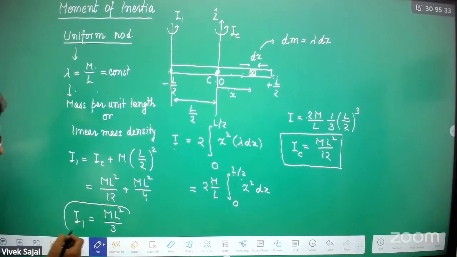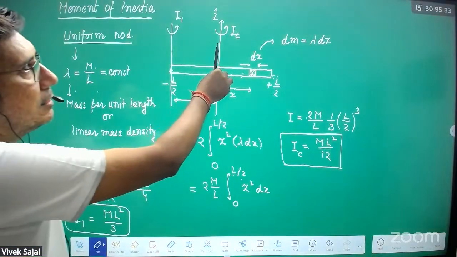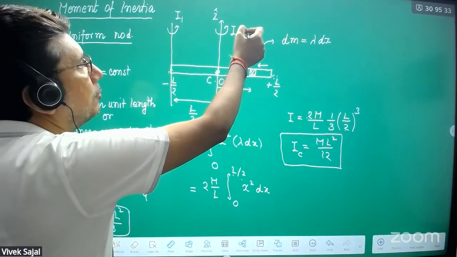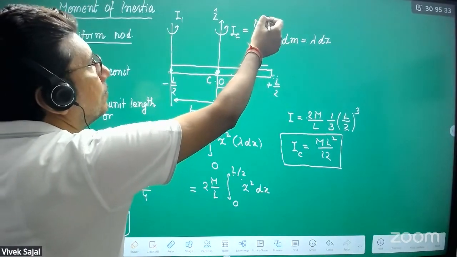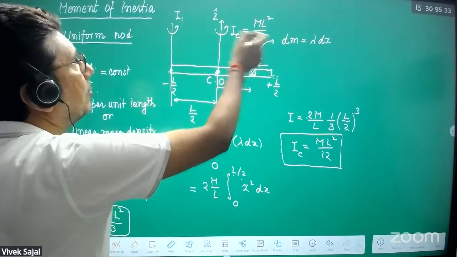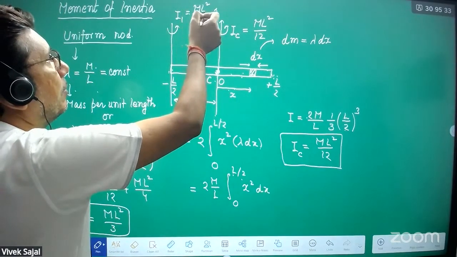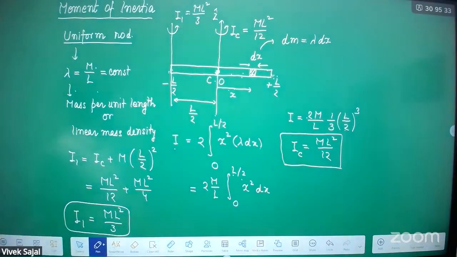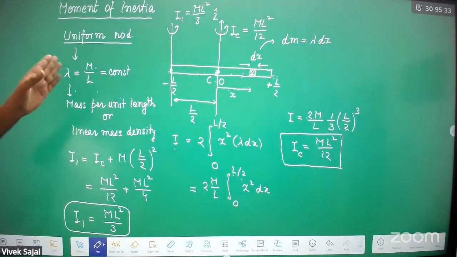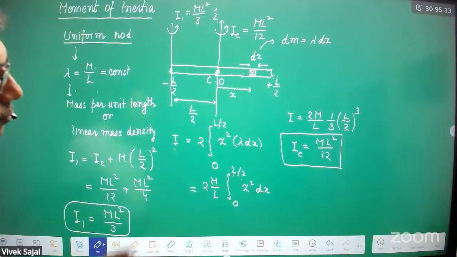You have to remember both these formulas. So about this axis, this will be ML square by 12, and the moment of inertia about this axis will be ML square by 3. This is for a uniform rod. Please note it down quickly.